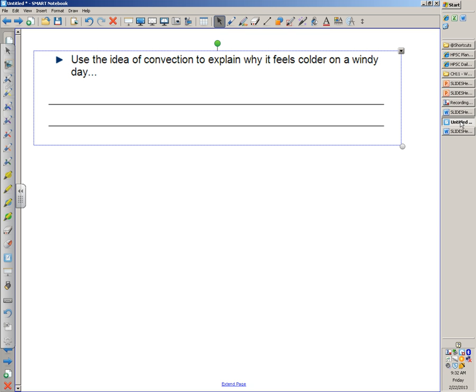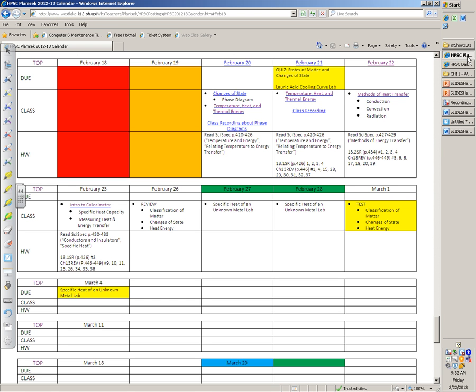We will continue this discussion on Monday. There is a reading assignment and some questions dealing with heat transfer on the calendar. Check them out, please.